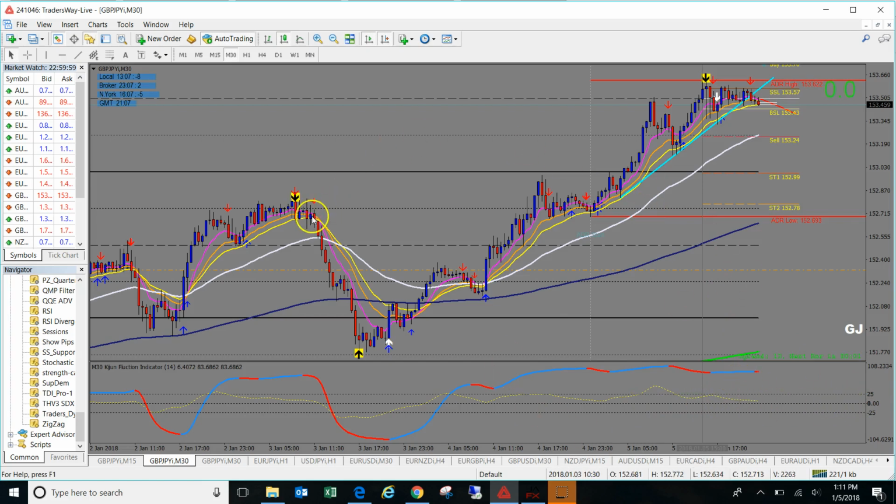So again, just another simple strategy that you can apply to the Agimat system to help you improve your results. Just trade the trend.